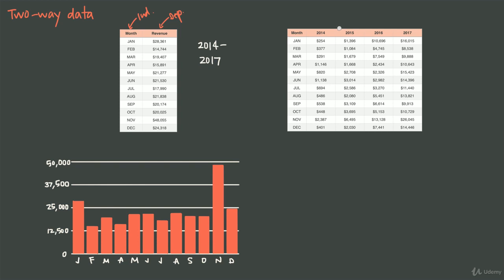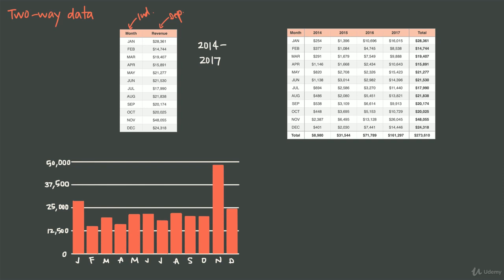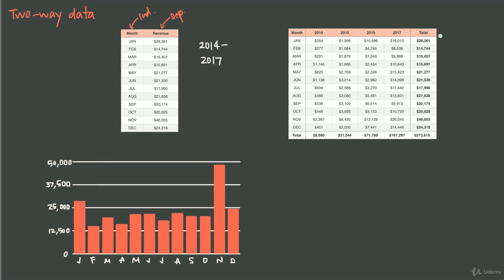Two-way data tables get even more interesting when we show totals, if possible, by row and by column. So we can replace this two-way data table with one where we show the total by row here on the right side and the total by column here on the bottom. Here's what we're doing. If I take all of the revenue for 2014 and I add it up, I get a figure of $8,980. That tells me how much the artist made in the year 2014.